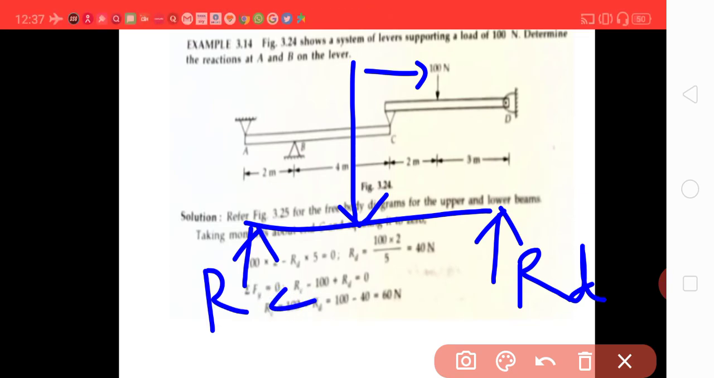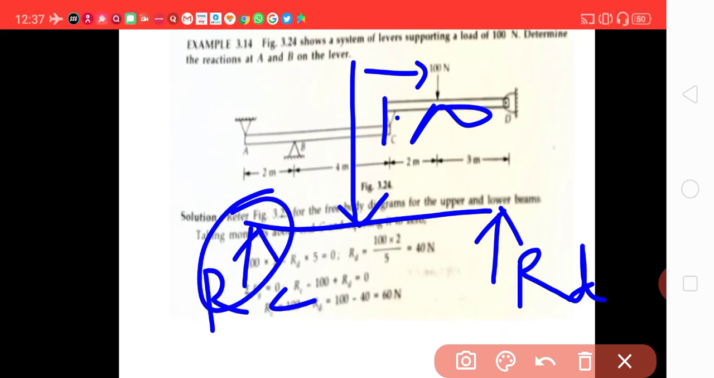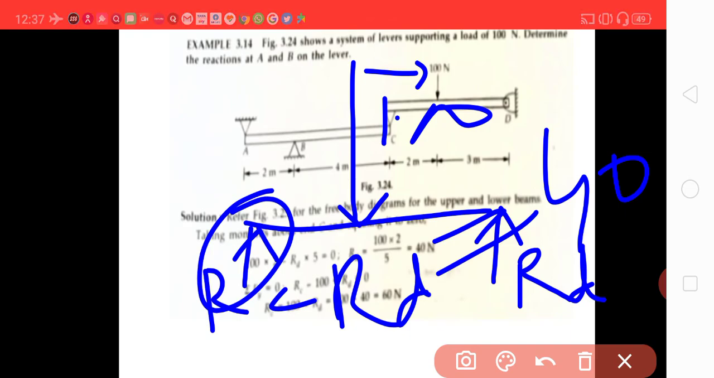Again, we will use the same concept, summation Fx equal to 0, summation Fy equal to 0, and summation M equal to 0. Here, because there is no horizontal force, we can neglect summation Fx. Only summation Fy equal to 0 means RC plus RD equal to 100. First equation. Then taking moment about this point, we will say 100 into 2 equal to RD into 5. So 200 divided by 5 will be 40 Newton. Then RD will come out to be 40 Newton.